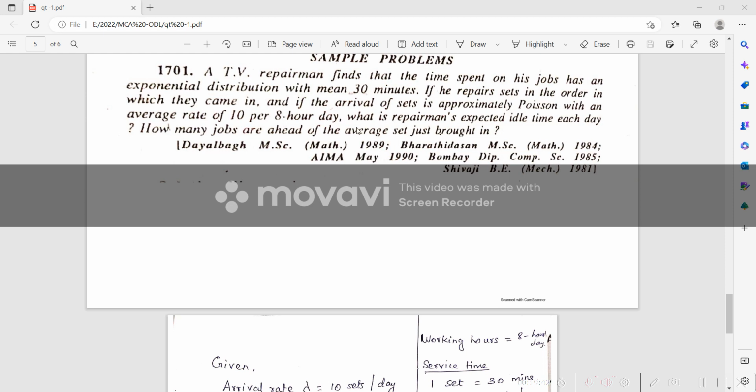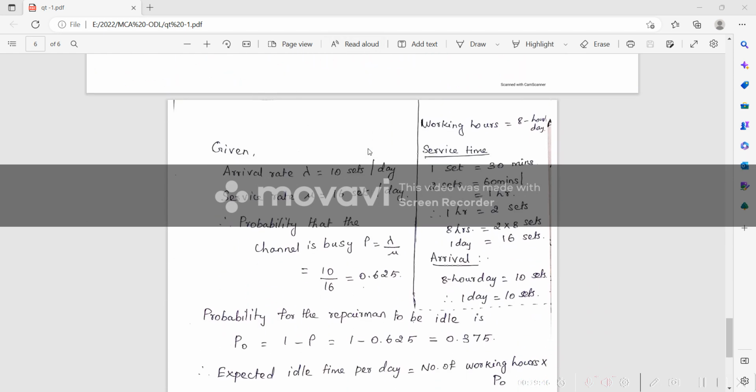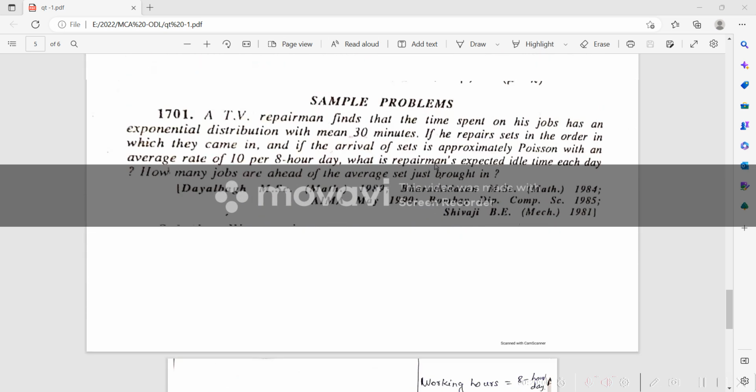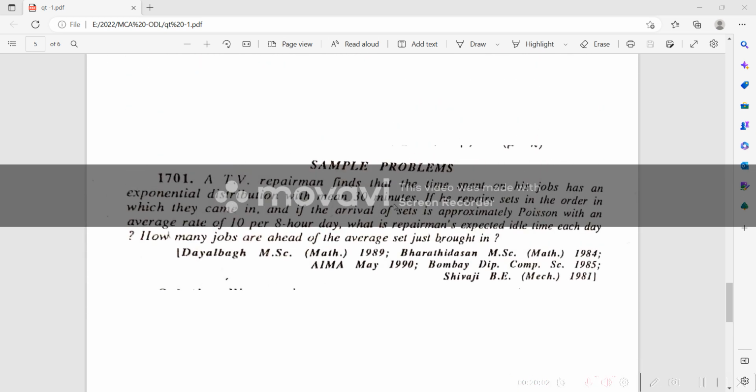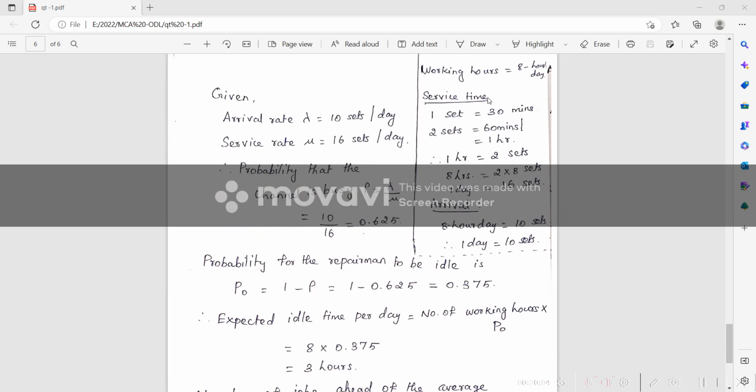I hope everybody understood it clearly. So how are we going to solve? First we should go with this rough work column. Here the working time is 8 hours per day, so that is considered as the working hours. First, the service time is given here, so we are taking the service time.